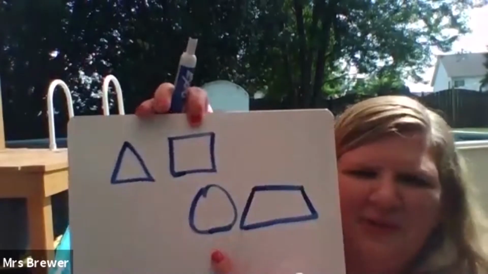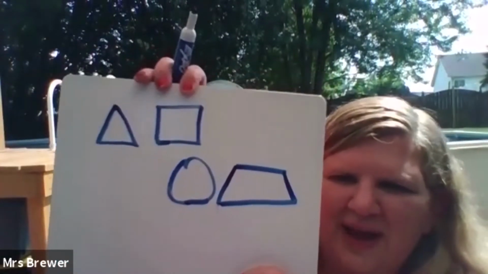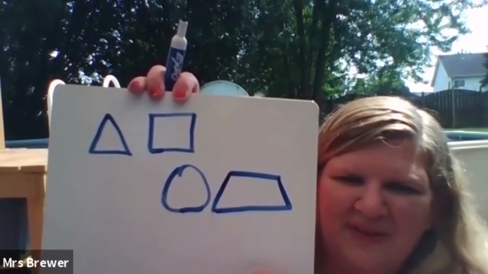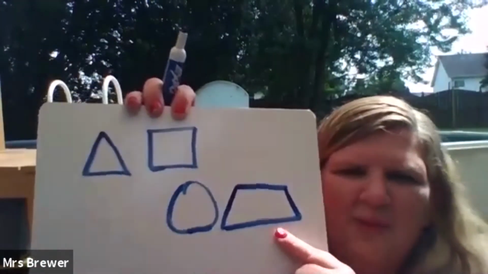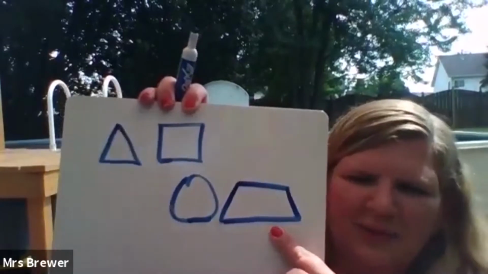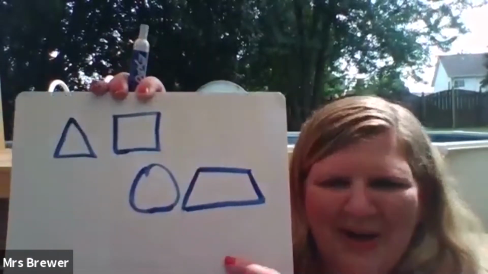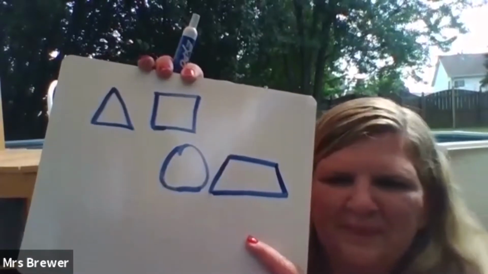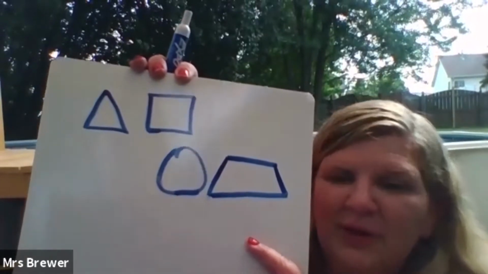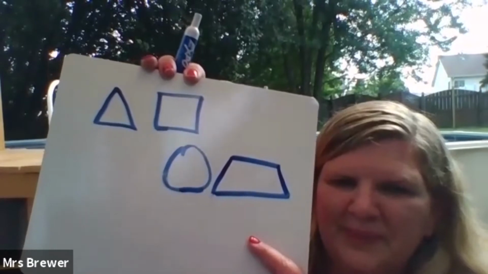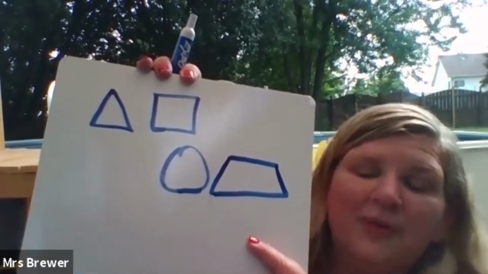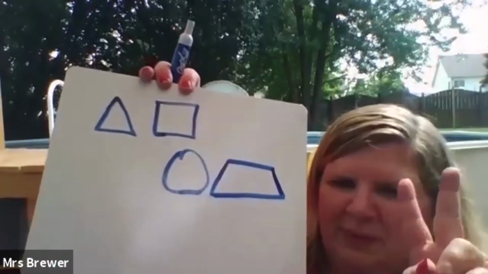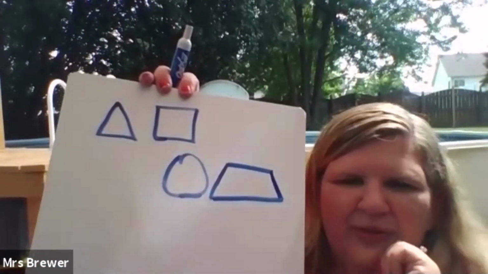Okay, now I come to my circle. How many sides does a circle have? Oh, not 4, right? And they're not straight lines either, are they? Nope. What about my quadrilateral? What about my trapezoid, boys and girls? Is it a quadrilateral? How do you know? You're right, it has 4 straight sides and it is closed. So that would be 2 quadrilaterals.